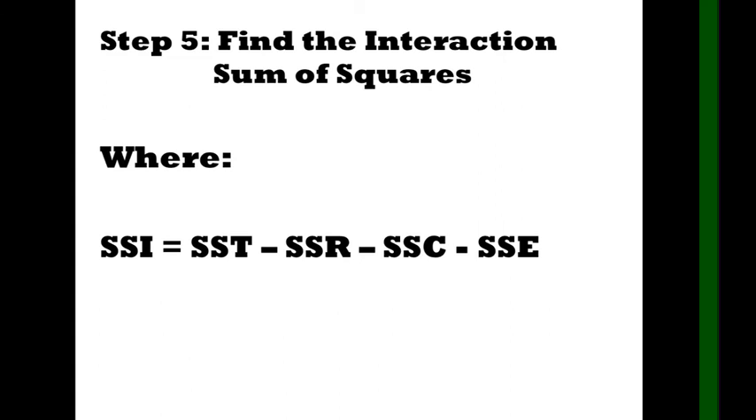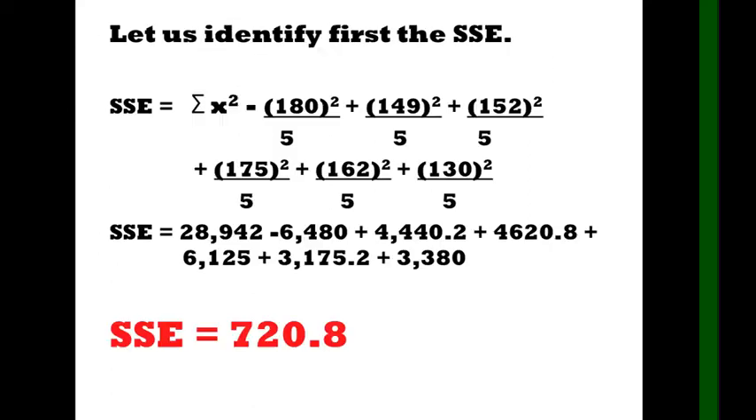Now we will proceed to the interaction sum of the square, where the formula is SSI equals SST minus SSR minus SSC minus SSE. Okay. But first, let us identify what is SSE. So for the SSC, we have summation of x squared minus 180 squared over 5 plus 149 squared over 5 plus 152 squared over 5 plus 175.